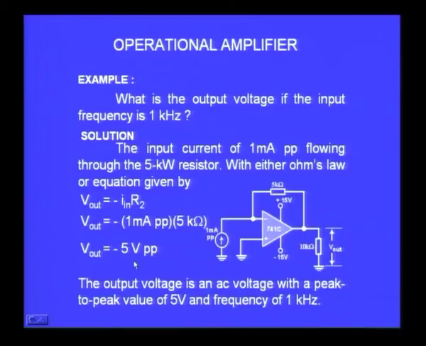So, this current to voltage converter will convert 1 milliampere peak to peak current to a 5 volts peak to peak voltage, but again there will be an inversion. The negative sign shows inversion. If the current is increasing, this voltage will be decreasing, and if the current is decreasing, this voltage will be increasing. So, you get a 1 kilohertz output wave.